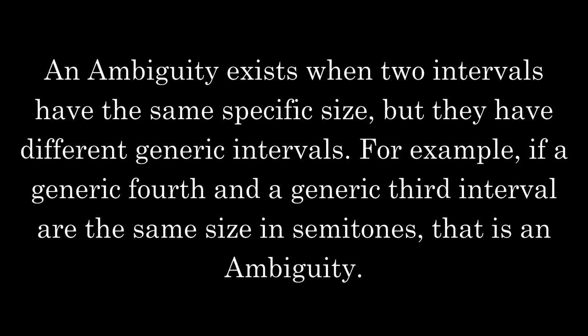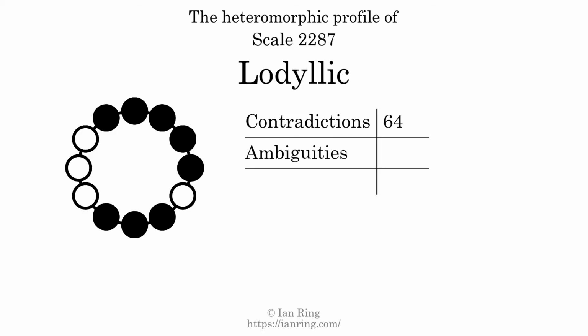An ambiguity exists when 2 intervals have the same specific size, but they have different generic intervals. For example, if a generic fourth and a generic third interval are the same size in semitones, that is an ambiguity. The number of ambiguities in this scale is 51.